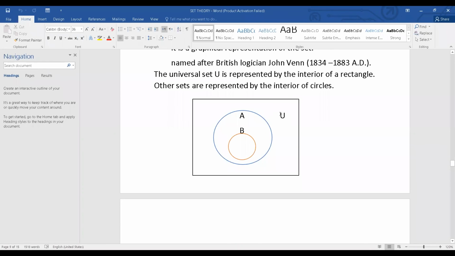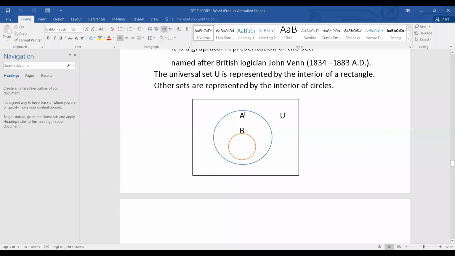U is the universal set. This whole rectangle is the universal set. And we have set A. The blue circle here is set A, whereas the red circle is set B. So in this universal set, A is a subset of set U, because the universal set has all of these sets inside of it. That's why A is a subset of U.